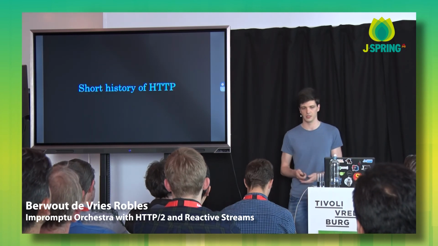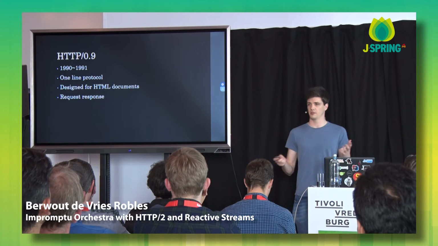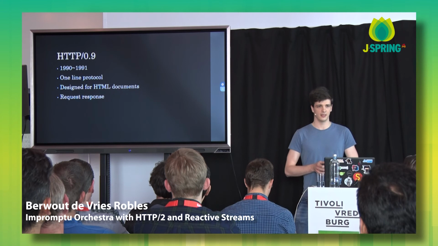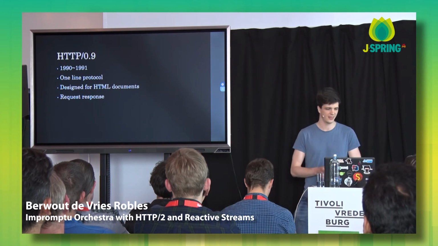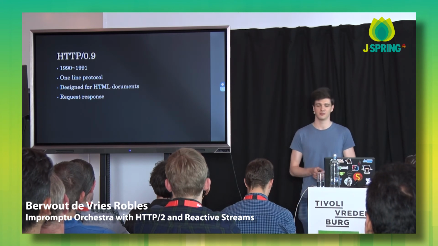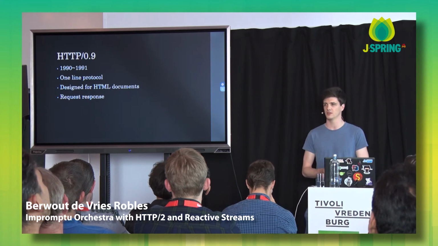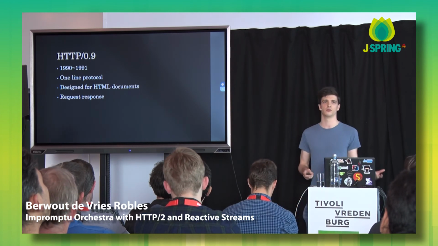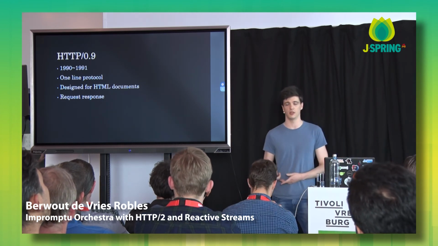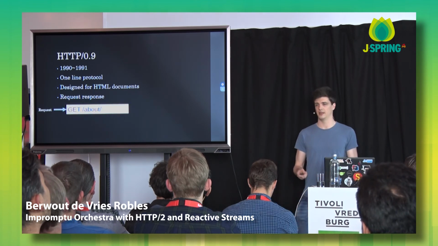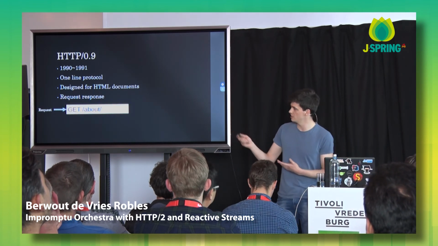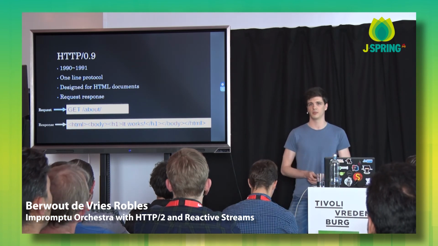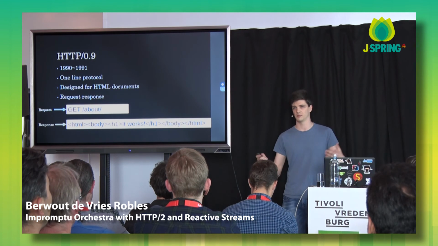So, a short history of HTTP. It started with HTTP 0.9, invented by Tim Berners-Lee in 1990 and 1991, which was before I was born. It was a one-line protocol, which meant it was very simple. It was designed for HTML documents only, and it was request-response. So you would send a request to the server, and you would receive a response back, and that was it. It looked sort of like this. You had a GET request, which requested a resource, and then you'd receive a response. You had no headers or any complicated stuff yet, because it was only meant for HTML documents.